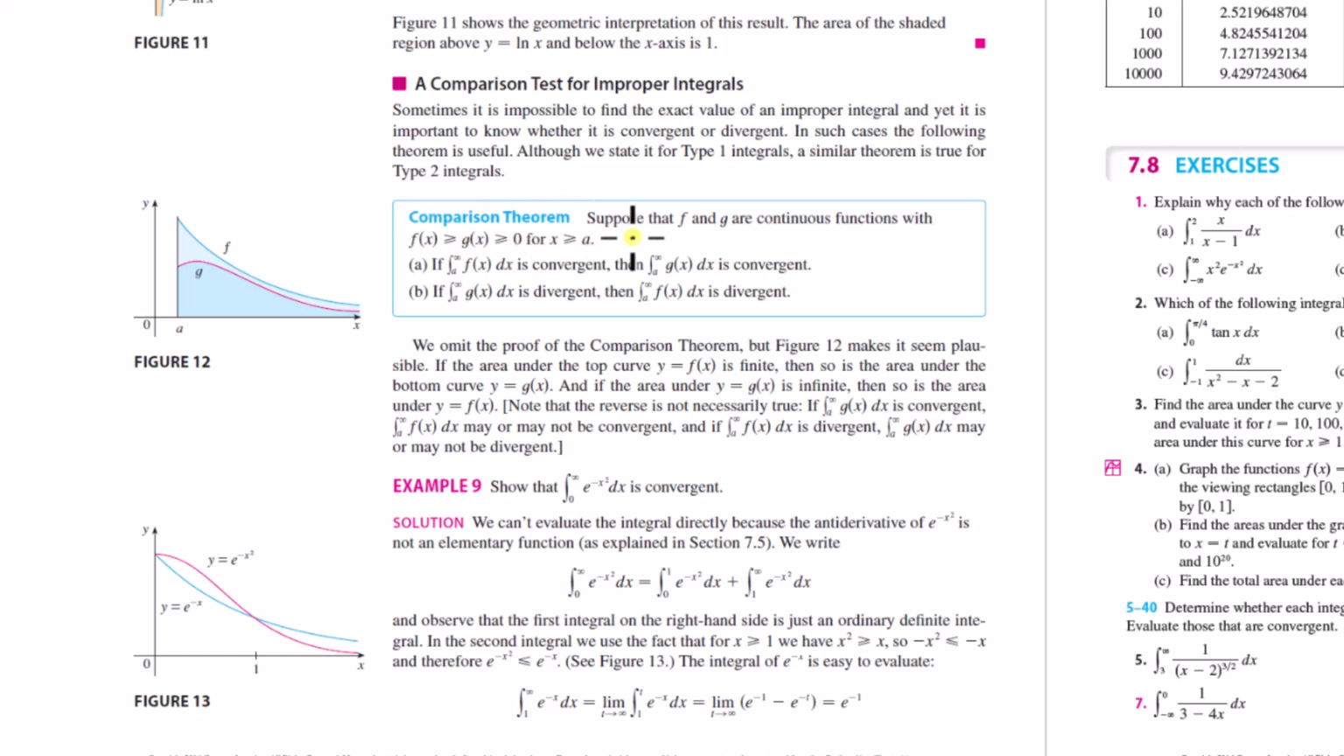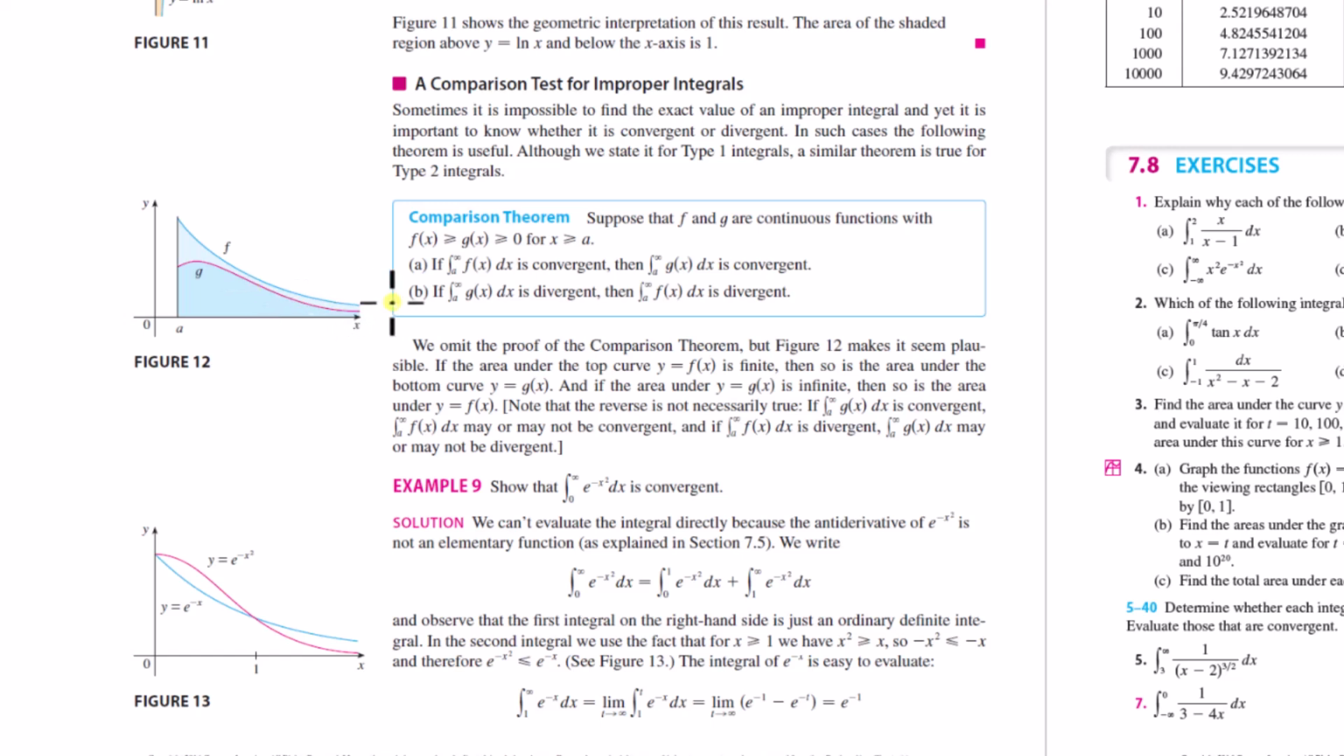So the comparison theorem states that suppose f and g are continuous functions with f of x greater than or equal to g of x, which is greater than or equal to 0, for all x greater than or equal to a. You can see that they illustrate that here. If the integral from a to infinity of f is convergent, then the integral from a to infinity of g must also be convergent. It's not an official proof, but you can see why that makes sense. If the area under the curve of f going from a to infinity converges to something, then so would the area under the curve of g if it's always less than f.